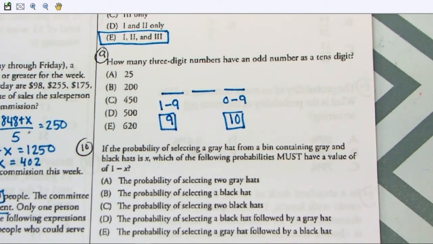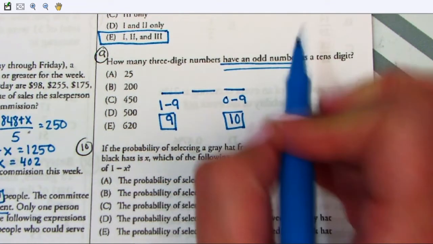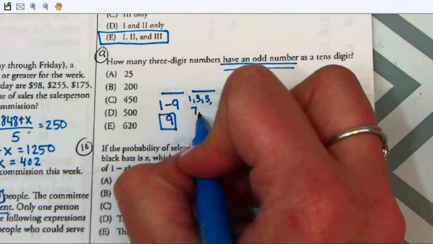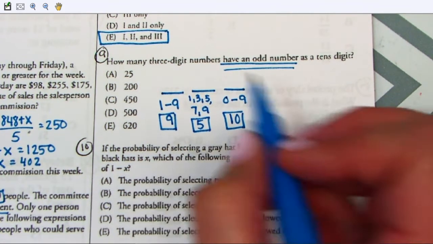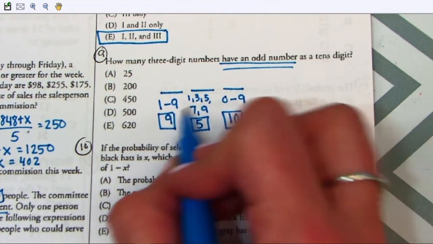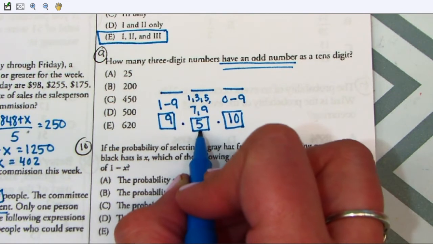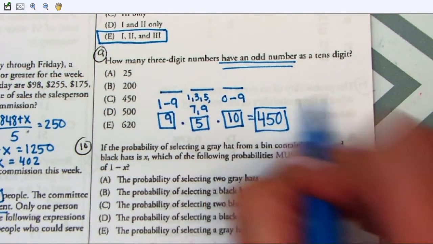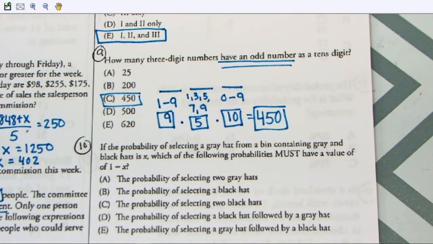So I have 9 different options for the hundreds. However, for the tens, it has to be an odd number. So my only odd numbers are 1, 3, 5, 7, and 9, for a total of 5 different options. Well, to calculate how many numbers I could create, I'm going to multiply all my numbers together. So 9 times 5 is 45, times 10 is 450. So there are 450 different numbers that would have an odd number in the 10 spot.